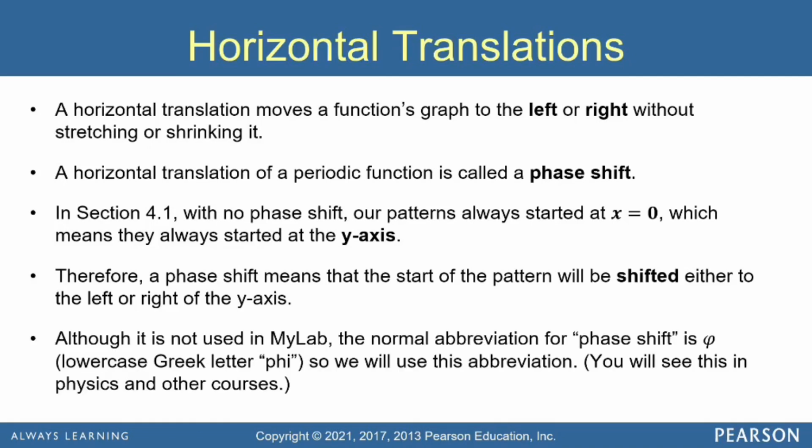And now we're not going to want to write the words phase shift over and over again. So although it's not used in MyLab, the normal abbreviation for phase shift is this Greek letter phi. Now I know that you might have seen this letter elsewhere pronounced as phi. A lot of times when it's used in the name of a club, like Phi Theta Kappa, they pronounce it as phi. But in mathematics, it's always pronounced phi, and this happens to be lowercase phi. And we use this letter because the pH in phi stands in for the pH in phase shift.